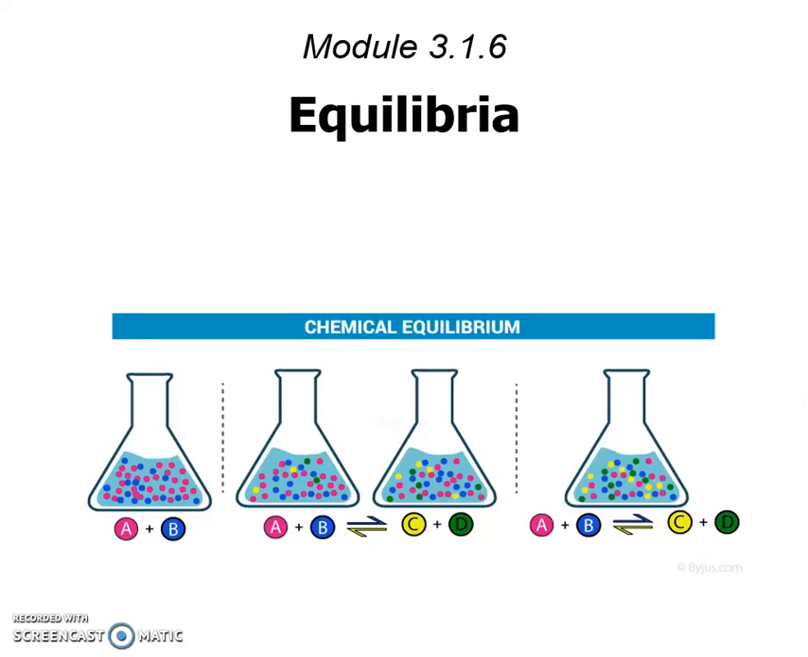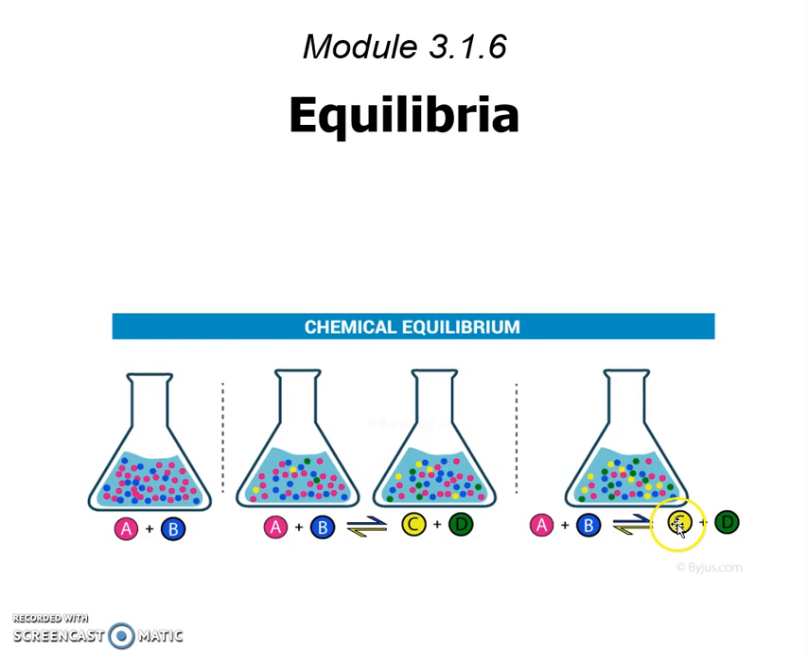Okay, so this video is going to be the first of a couple on the unit of equilibria. Chemical equilibrium is quite nicely represented by this diagram here. You start off with two reactants, A and B, and as they collide and react together, they form the product molecules C and D. As time progresses, you get more of the products being formed and less of the reactants, until eventually you get to some sort of equilibrium position.